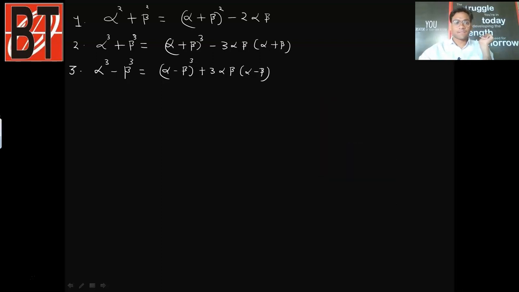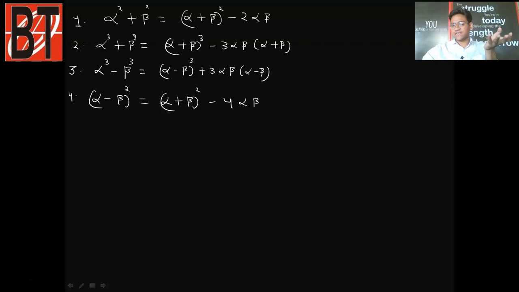See, the fourth one. The fourth identity is (alpha minus beta) whole square is always equal to (alpha plus beta) whole square minus 4 alpha beta. Clear, students?